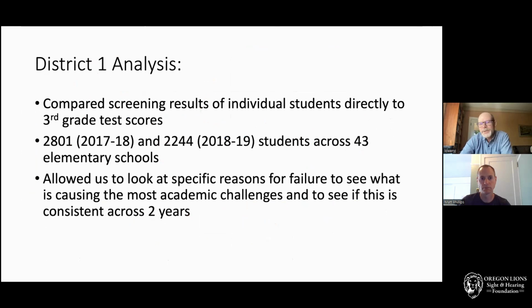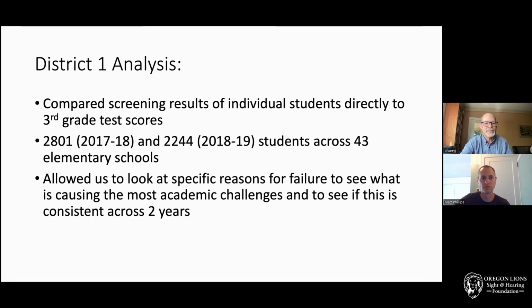And the nice thing about our screening is we cover the whole state, and we go everywhere, and we go to the poorest districts, and we also will serve the wealthier districts just as equally. So then we said, gosh, it'd be really nice to have individual student test scores and compare that to their screening results.